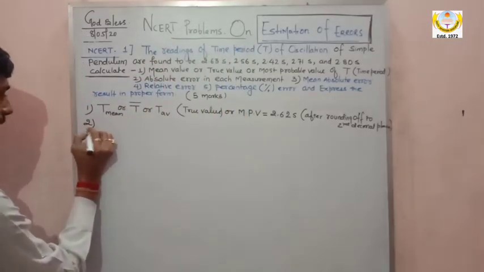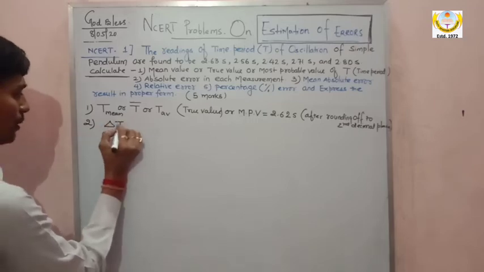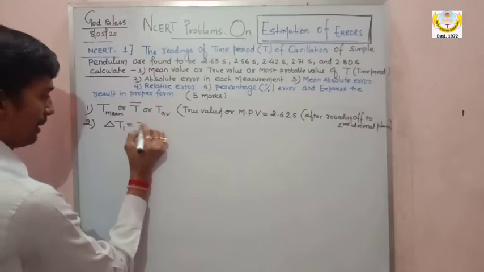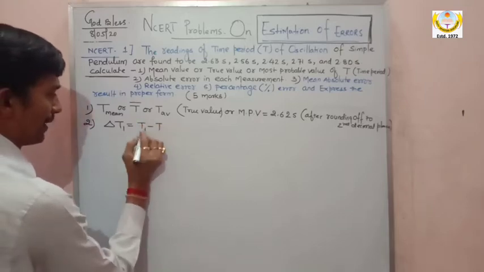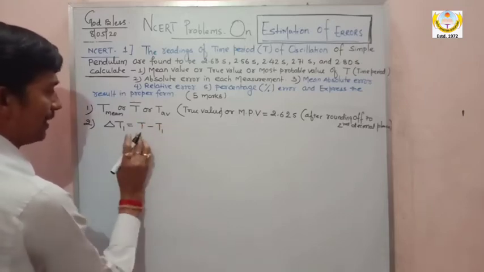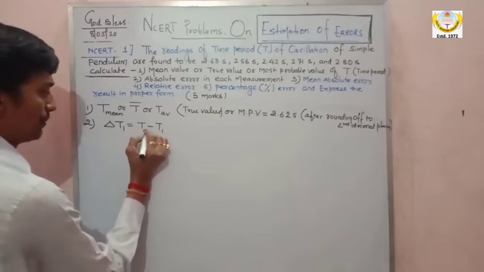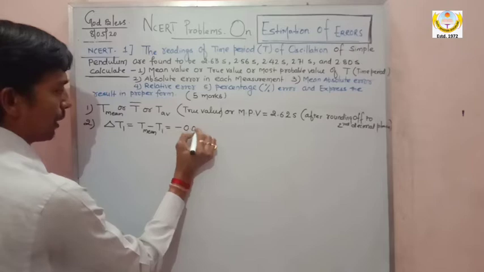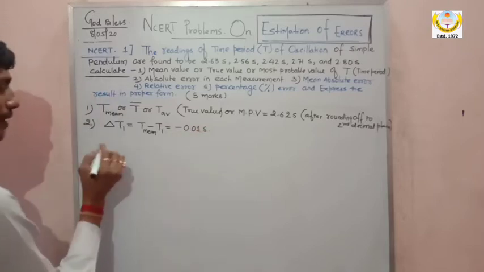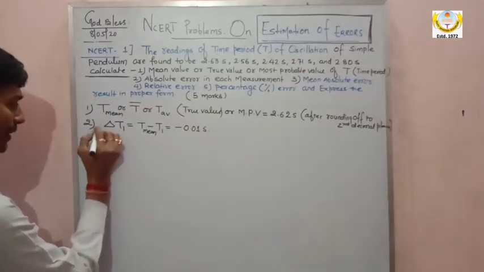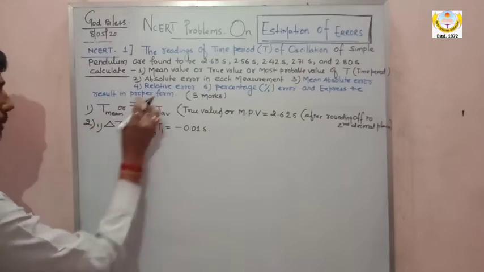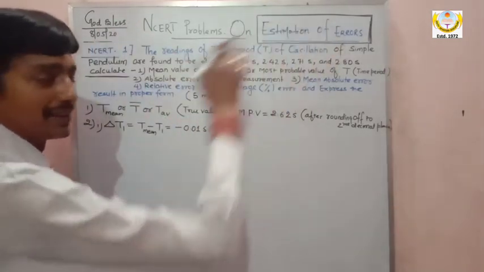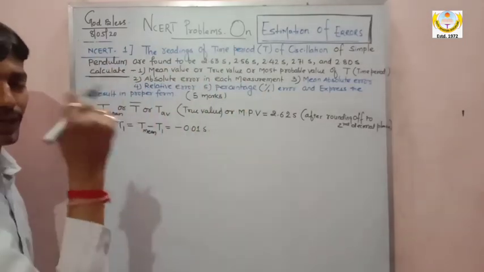Now, second is, my dear, I calculated the first absolute error delta T1, that is equal to T1 minus T. I am writing again, that is T minus T1. T is your mean value, that is true value, minus T1. Answer was minus 0.01 second. Now the next is delta T2. Absolute error in the second one will be 5 parts, 5 readings. So 5 absolute errors will be there.